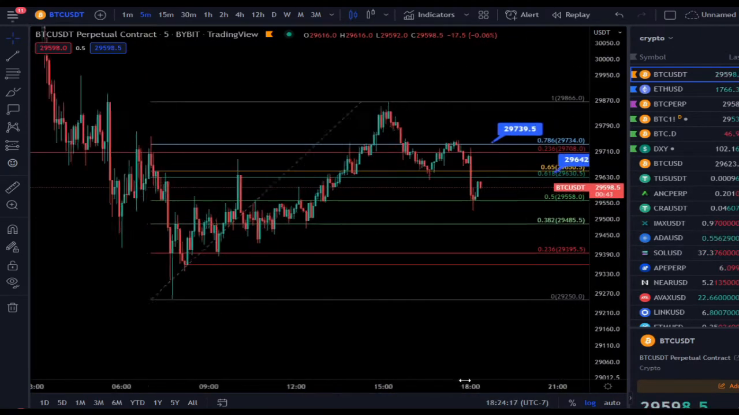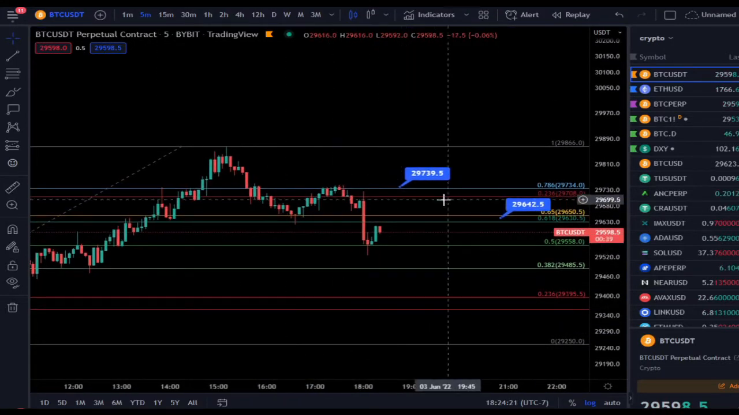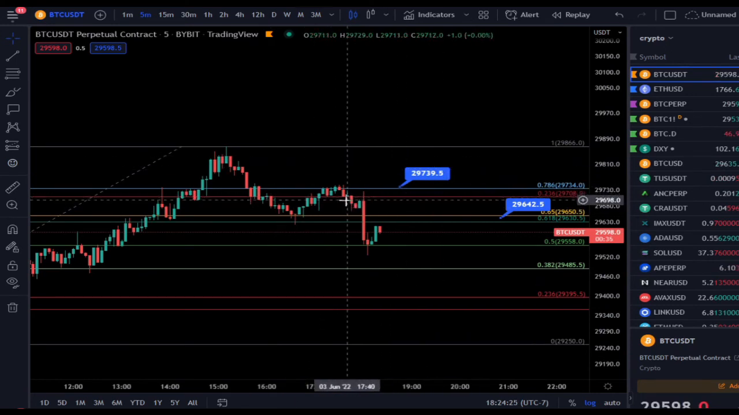Now this is all just hypothetical. I just saw this little formation on this chart. This is not like a serious trade. This is just kind of ideas of how I would enter these trades.